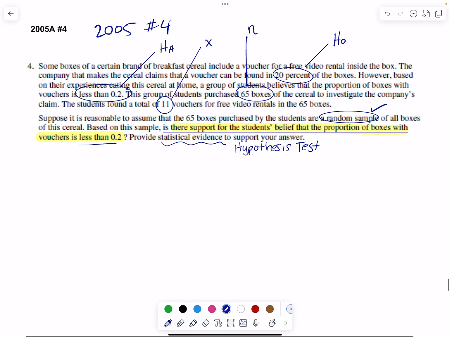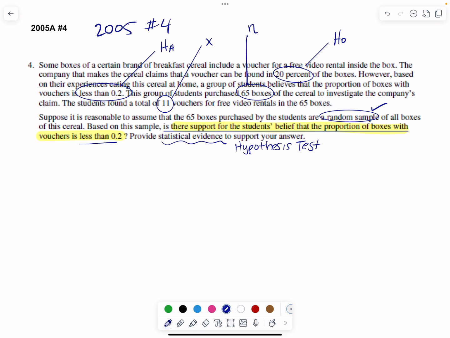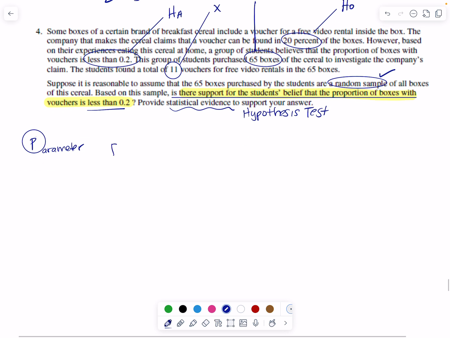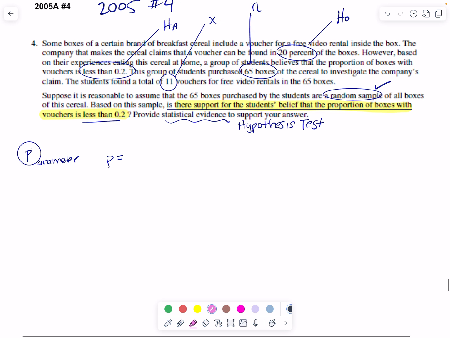So it wants us to run a hypothesis test, and the first thing I'm going to do is define with PHANTOMS. I have P, H, A, N, T, O, M, S, and P stands for parameter. I'm going to define my parameter, and the parameter is p equals, and I'm going to just copy paste exactly what it tells me. It tells me right here, the proportion of boxes in this brand of breakfast cereal that include a voucher for the video rental. I'm going to make sure I am specific. So it is the true proportion. True proportion just means that's the proportion actually in my population that I'm studying.